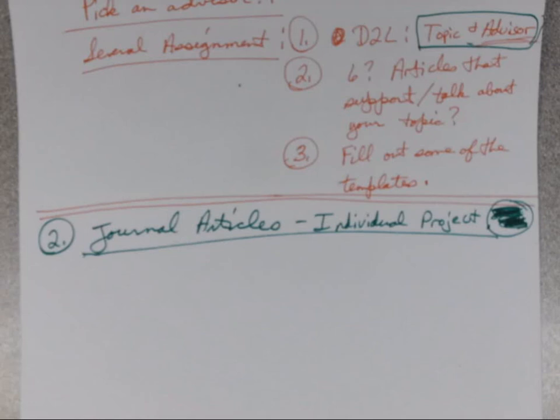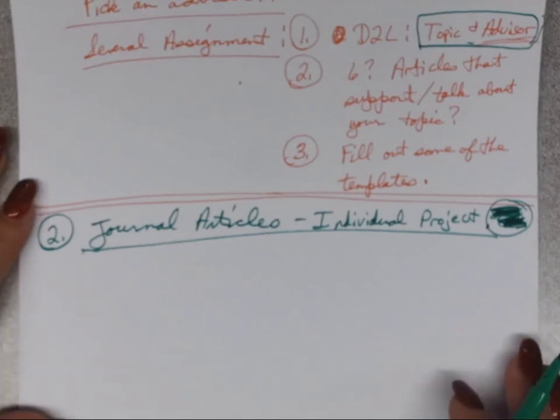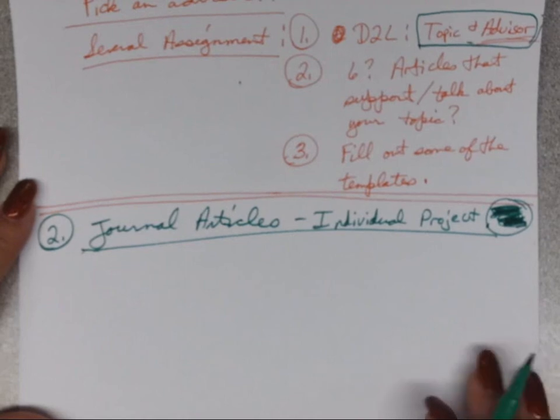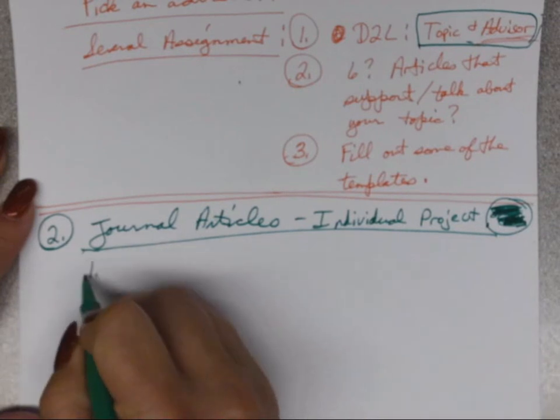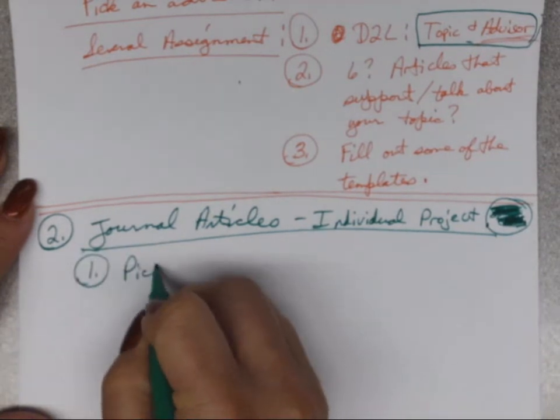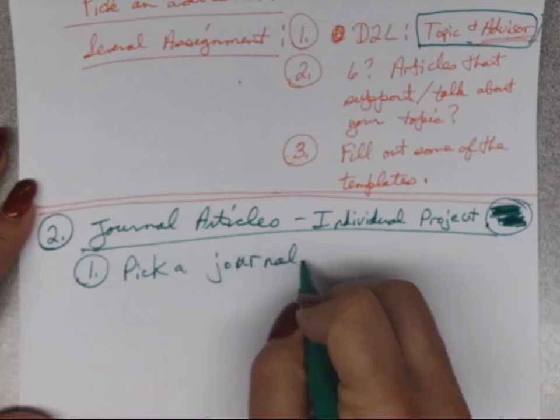Okay, so journal articles on individual projects. Whenever you look at this, it might seem like a huge thing because, yes, you're going to write me a journal article. Yay. Okay. That's all right because it's not that complicated and I don't want you to freak out. We're going to take it one step at a time. So again, step number 1 is pick a journal that you want to publish in.